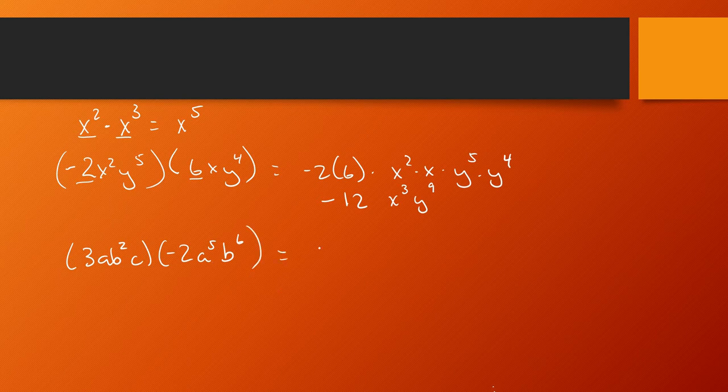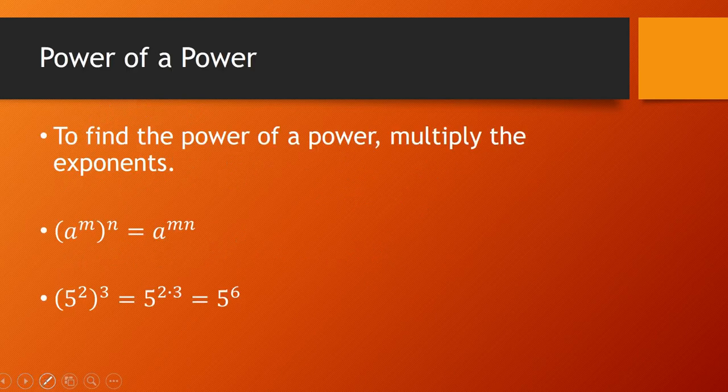So 3 times -2 is -6. A times a to the 5th is a to the 6th. B squared times b to the 6th is b to the 8th. And c times itself, or c times, there's nothing here, so we're just going to leave it as a c. Okay, so that's the multiplying a power times a power. Bases must be the same. Add the exponents. The next rule, power raised to a power.